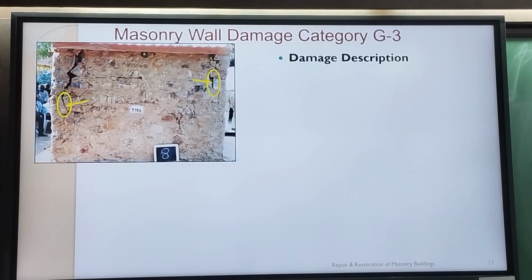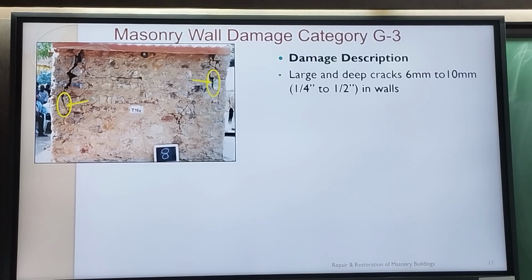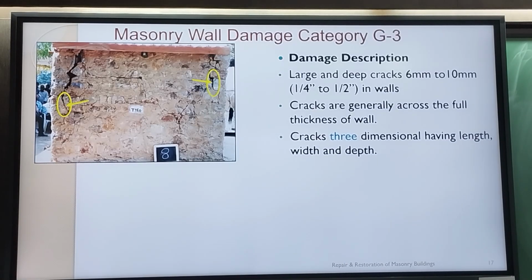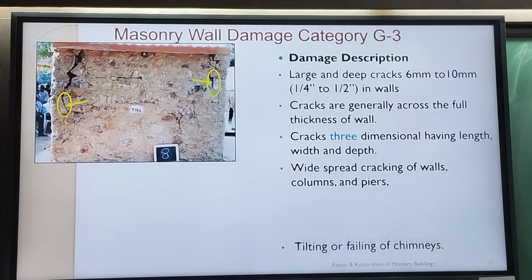Then we come to G3 cracks. Cracks are slightly wider now, from 6 mm to 10 mm or quarter inch to half inch. And generally they are throughout the thickness of the wall, three-dimensional. They have length, width and depth. See, especially this length, width and depth, typically when one starts to estimate the kind of cost in repairing, the depth and the width, they matter. Because whatever kind of procedures you will carry out, that will have economic implications.